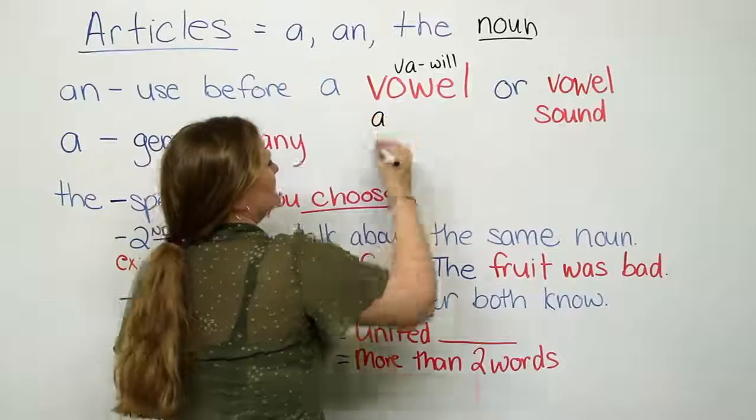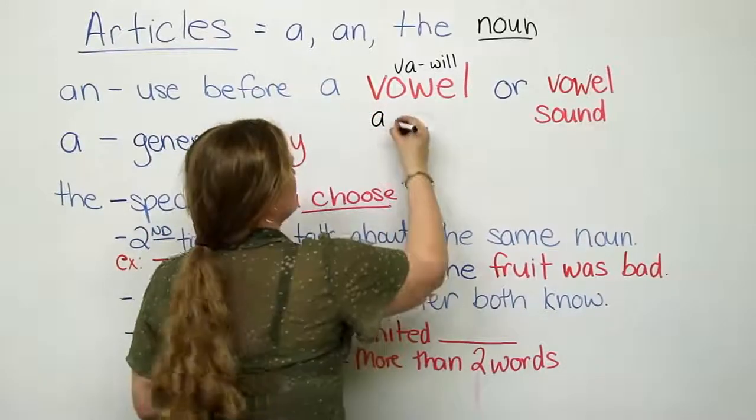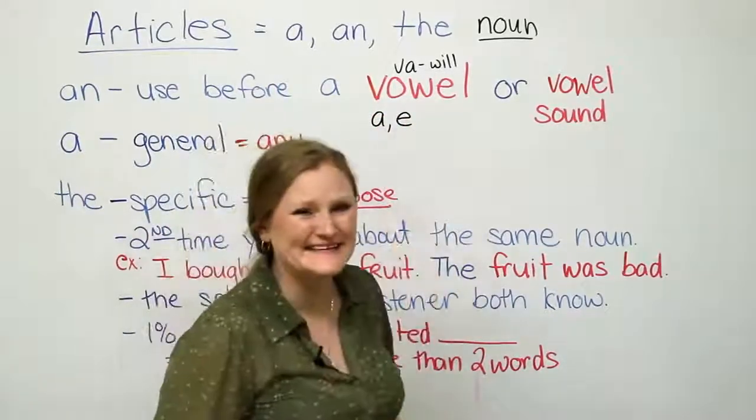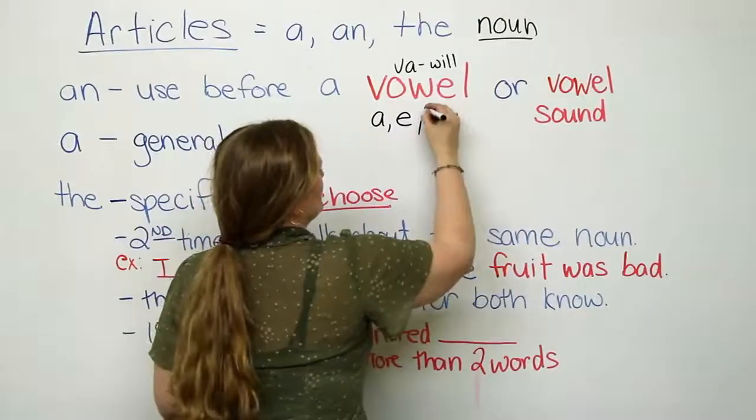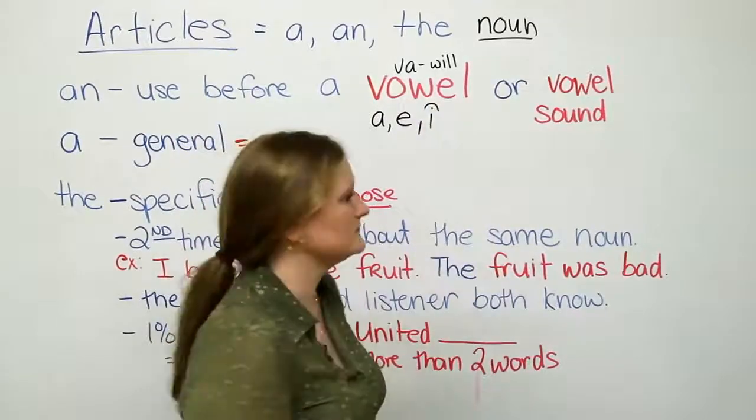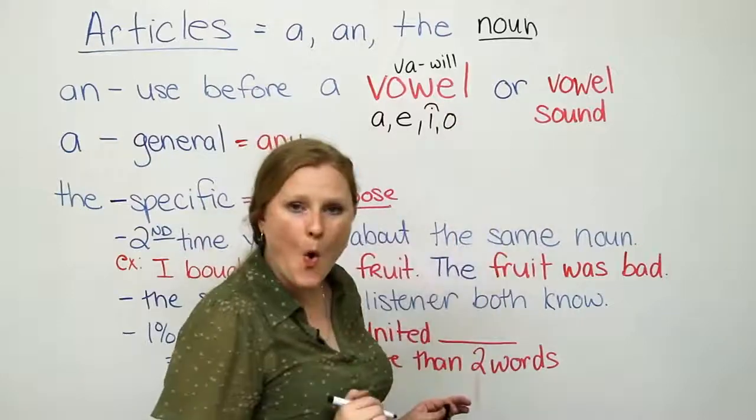The vowels in English, we have 5 vowels in English. They are A, E, I, O, and U.